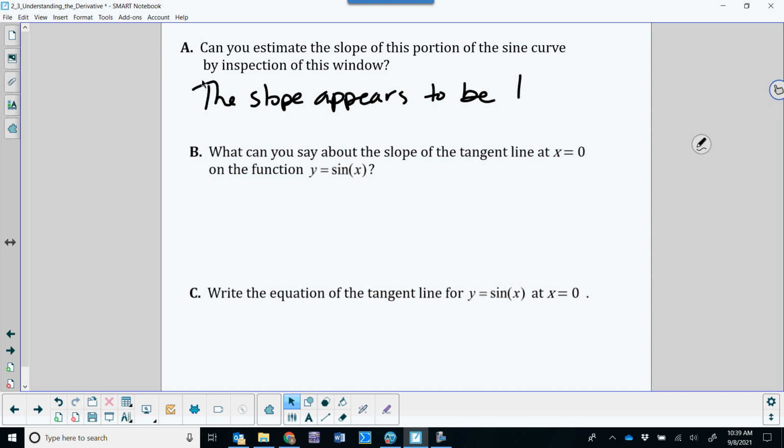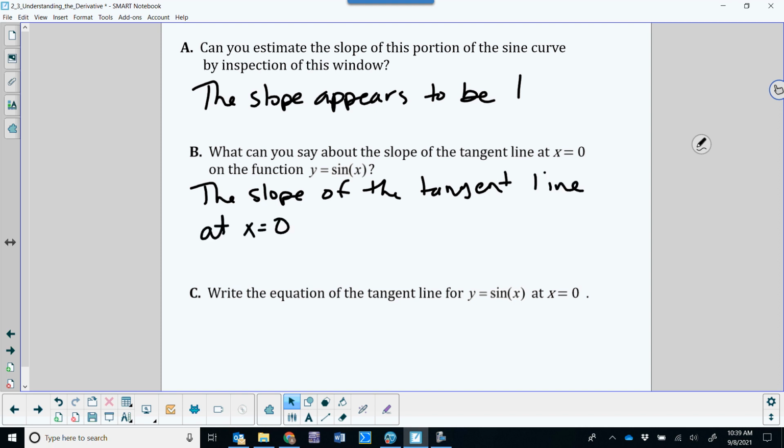So what that would say is that the slope of the tangent line at x equals 0 is 1 on the graph y equals sine x. That's what we've found by estimating. Now we're estimating it, but if that was true, then we would say the slope of the tangent line at the point x equals 0 on this graph, we believe that's 1. So if I wanted to write an equation of the tangent line for the graph of sine x at x equals 0, well, I would need to find the point.